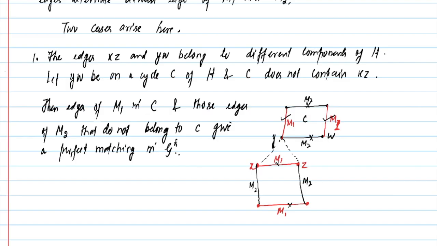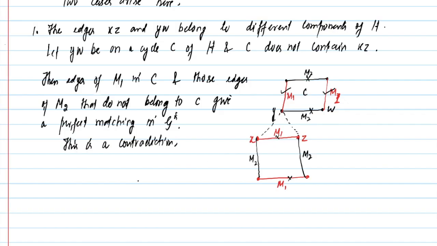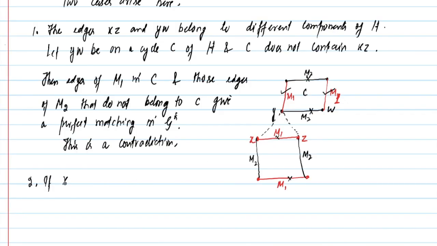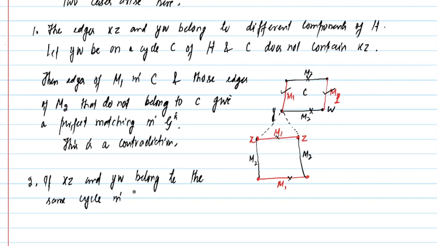So which is a contradiction to the fact that G star does not have a perfect matching. So this was the case when yw and xz are not in the same component. Now the second case is if xz and yw belong to the same cycle in H.